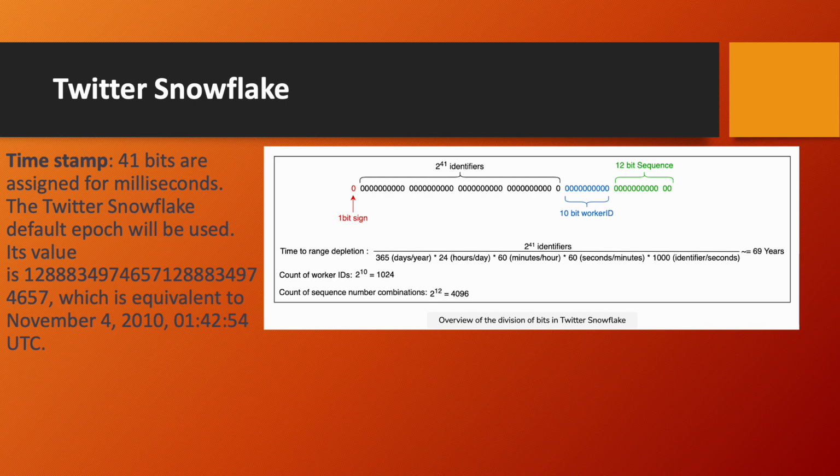Now, 41 bits are assigned for milliseconds. The Twitter Snowflake default epoch will be used here, which is equivalent to a number.